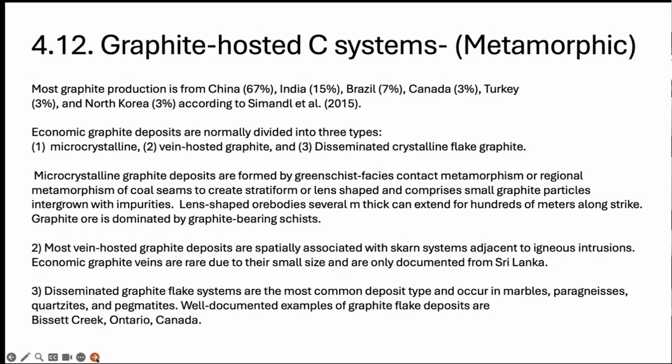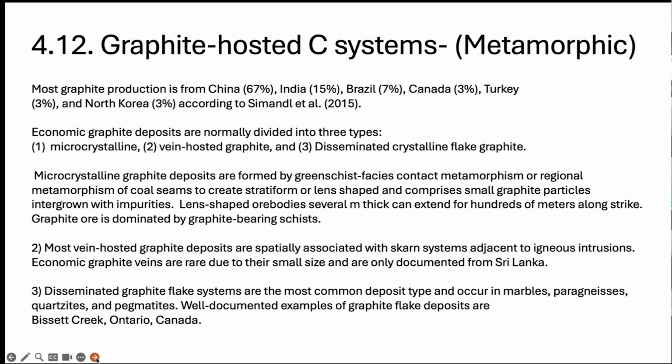Now I think we're going to end up with graphite-hosted carbon systems. These are metamorphic. So you'd go, graphite, that's a strange mineral, but it's becoming increasingly important, as you'll see. Most of it's from China, followed by India and Brazil. Economic graphite deposits are normally divided into three types: microcrystalline, vein-hosted graphite, and disseminated crystalline flake graphite. And they're formed by metamorphism.